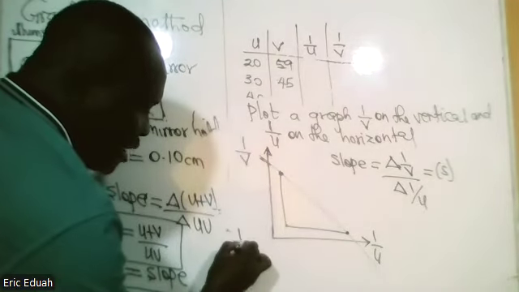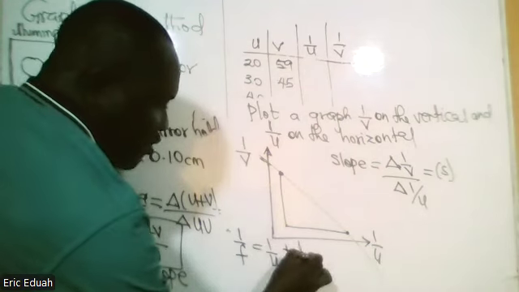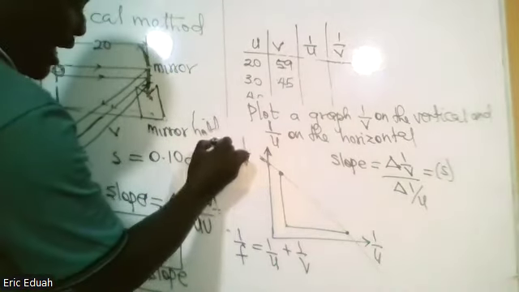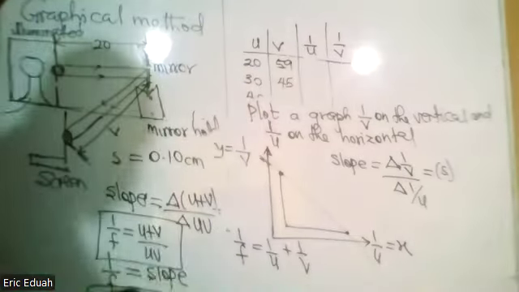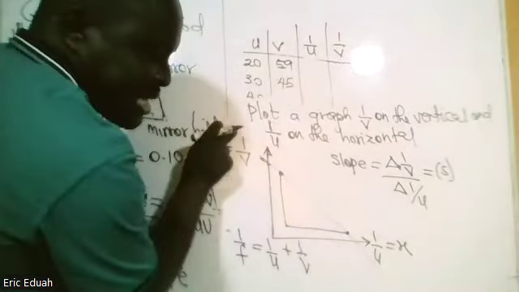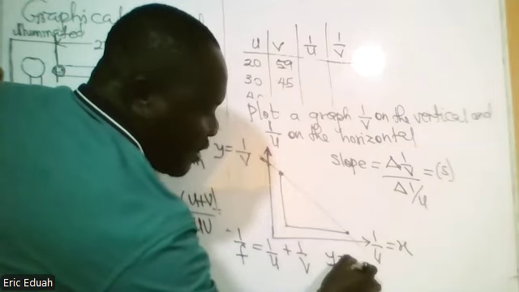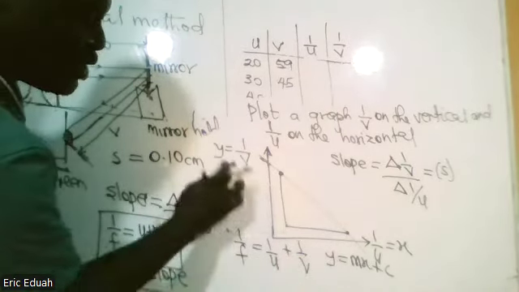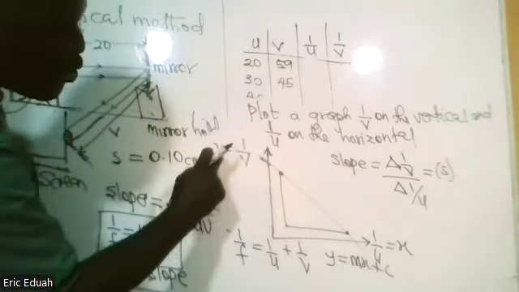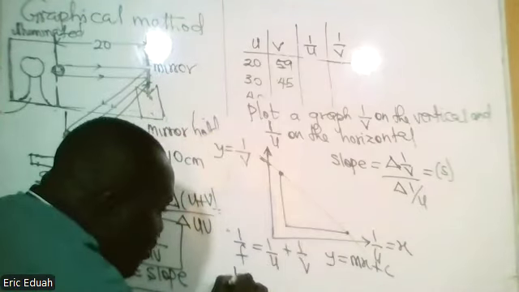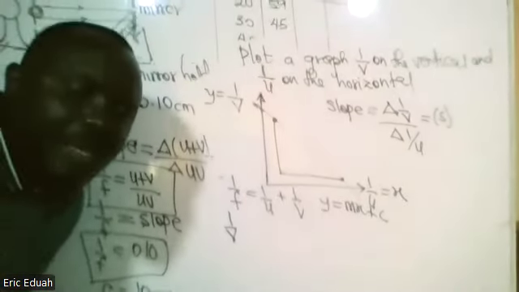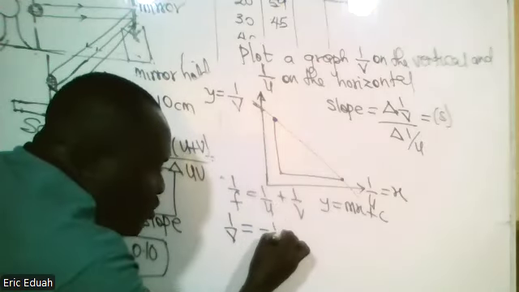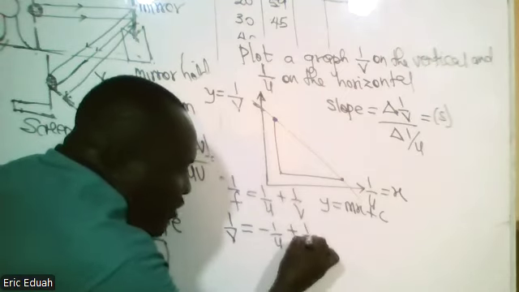When you compare, 1 on f is equal to 1 on u plus 1 on v. The graph says that we plot 1 on v on the vertical, and this is y, then this is x. We are always comparing to the equation of a straight line, y is equal to mx plus c. So let's make y the subject. We need to make 1 on v the subject, since that is equal to y. So from this equation, 1 on v would be equal to minus 1 on u plus 1 on f.